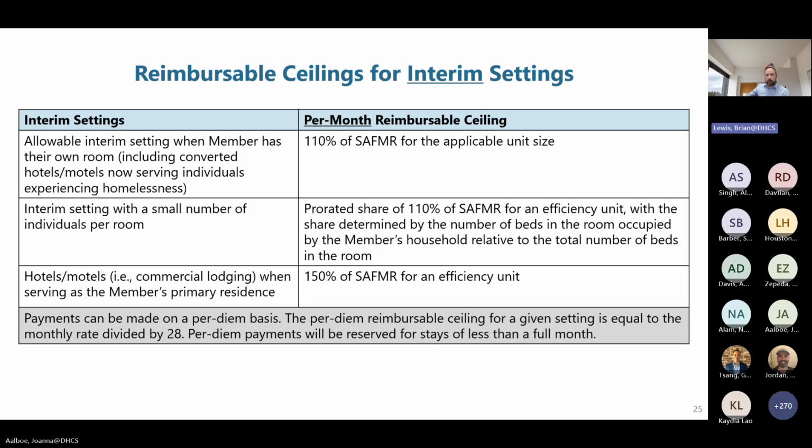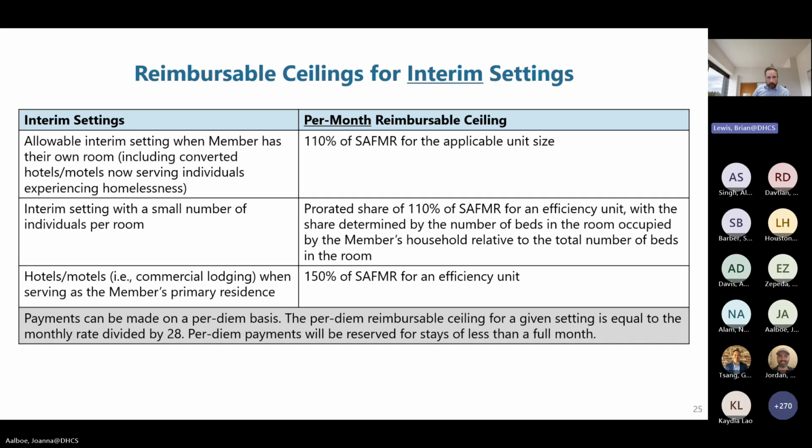And then for interim settings with a small number of individuals per room, the ceiling is calculated on a prorated share of 110% of small area fair market rent for an efficiency unit, with the share being determined by the number of beds in the room occupied by the member's household relative to the total number of beds in the room. And then finally, for hotel motels that are considered commercial lodging, and when they are serving as a member's primary residence, DHCS has set the reimbursable ceiling at 150% of small area fair market rent for an efficiency unit.